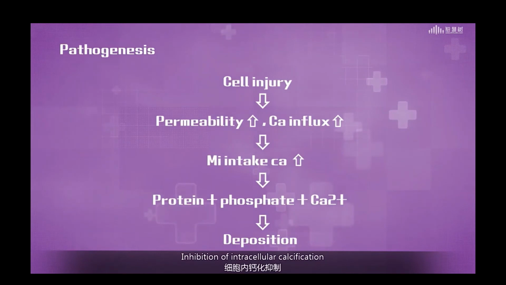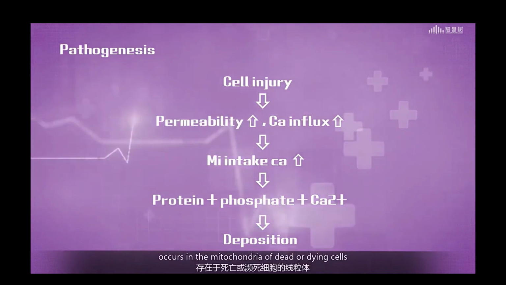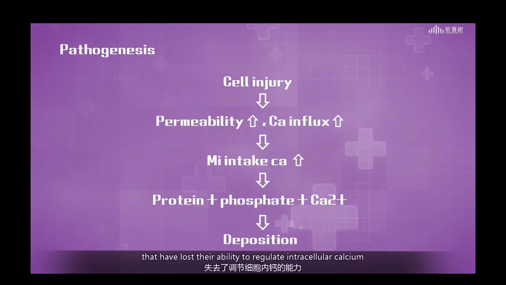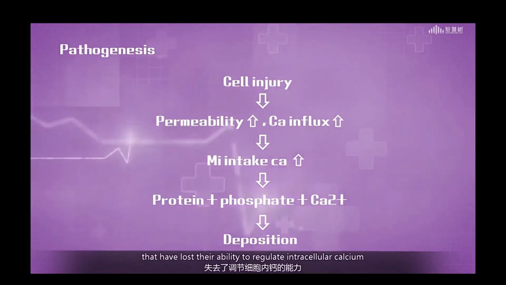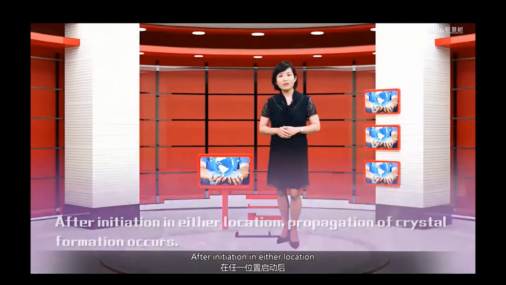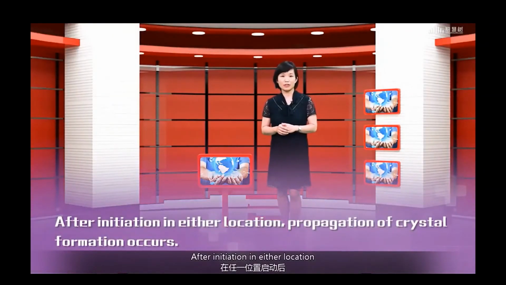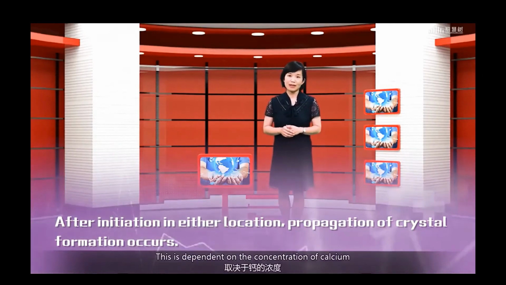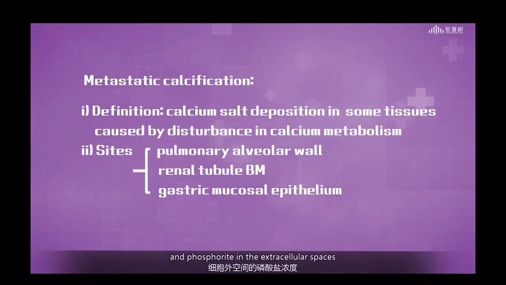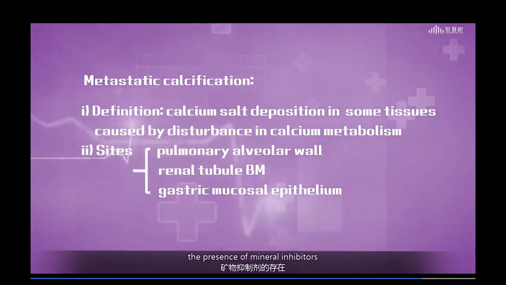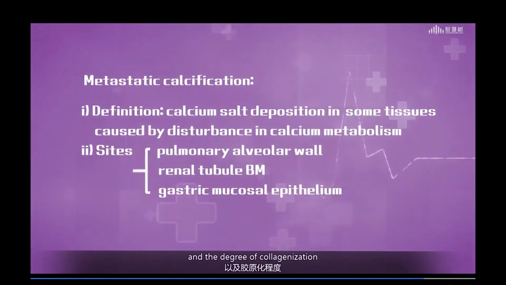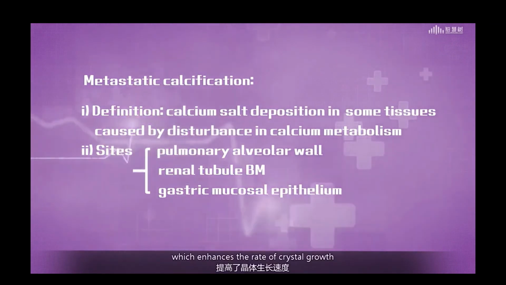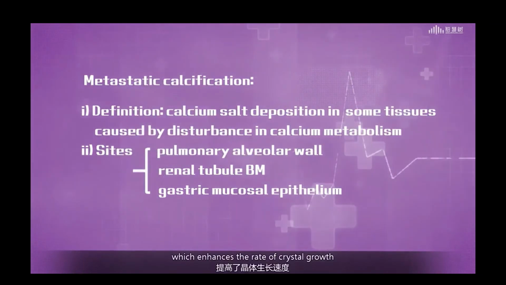Initiation in intracellular sites occurs in the mitochondria of dead or dying cells that have lost their ability to regulate intracellular calcium. After initiation, propagation of crystal formation occurs, depending on the concentration of calcium and phosphate in the extracellular space, the presence of mineral inhibitors, and the degree of collagenization, which enhances the rate of crystal growth.